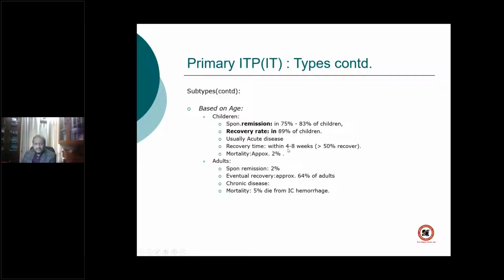usually about 4 to 8 weeks, which basically means 2 months, and more than 50% of them would recover in 2 months. The rest will recover after some more time. The mortality is very low, approximately 2%.